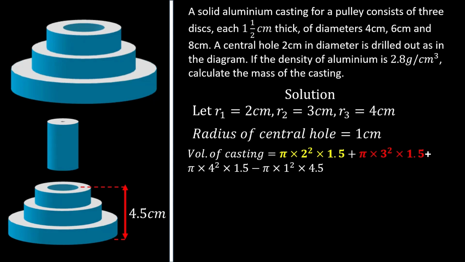Then because a cylindrical pattern is created, we are going to subtract. It's like that cylinder is dug out. That's why I'm showing a cylinder with a smaller diameter, but a height longer than the height of each of these discs. So it's a pattern that is created in form of a cylinder. So we subtract the volume of that out. That gives us pi times 1 squared times 4.5. All this together will give us 6 pi plus 13.5 pi plus 24 pi minus 4.5 pi. Altogether, it gives us 39 pi cubic centimeters.